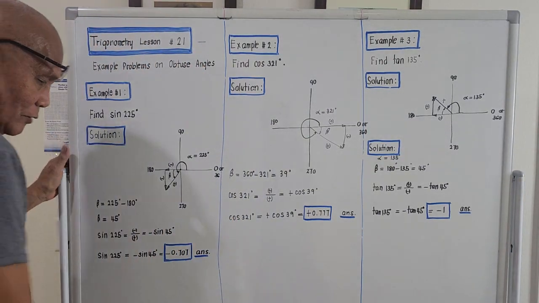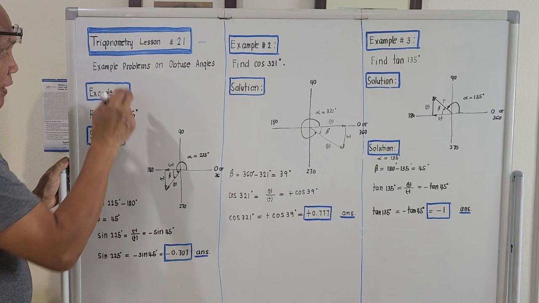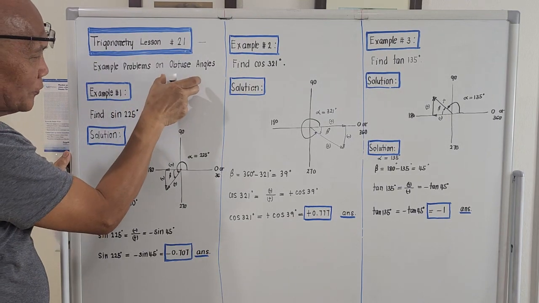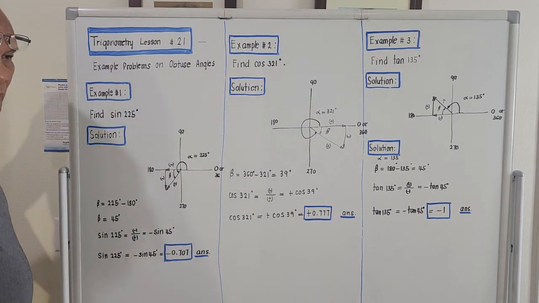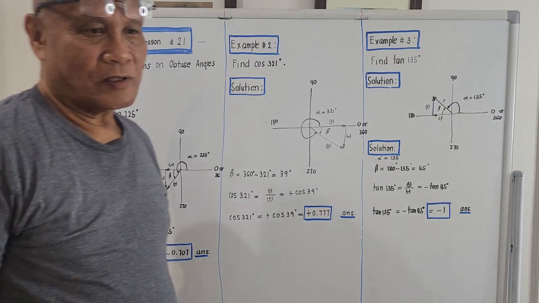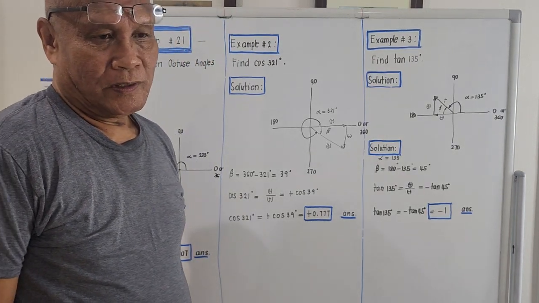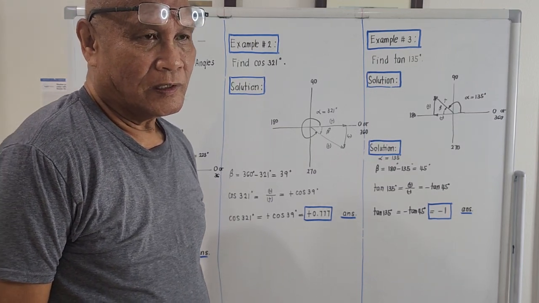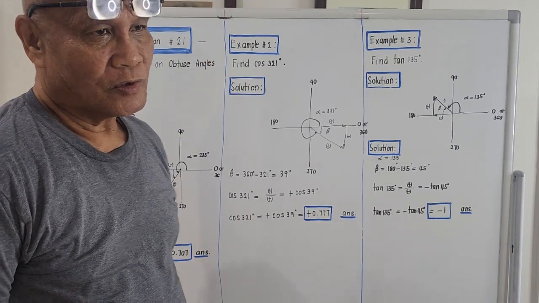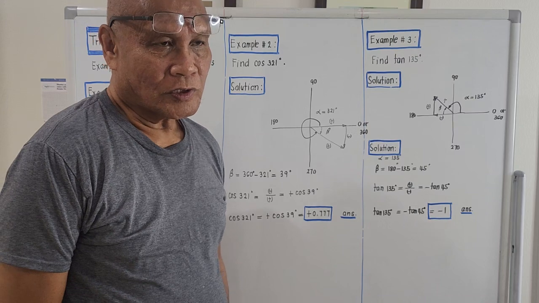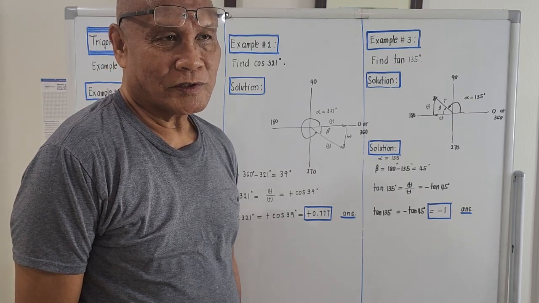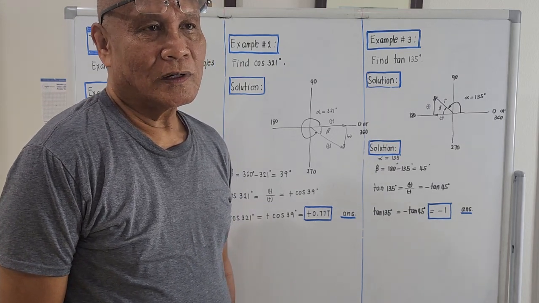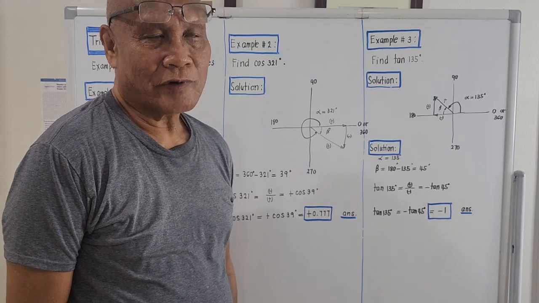The subject matter for this morning will be trigonometry, lesson number 21, and the title of the topic is example problems on obtuse angles. We have discussed the four variations of problems that involve obtuse angles last time. The main problem is how to get the values of the 6 trigonometric functions with the proper sign in each of the 4 cases. So for this morning, I will give you example problems illustrating those concepts.